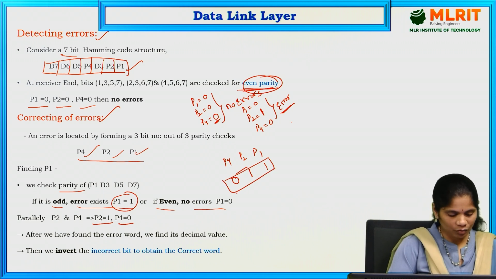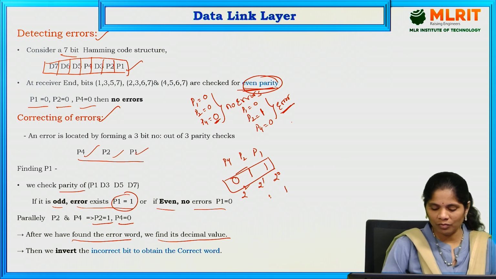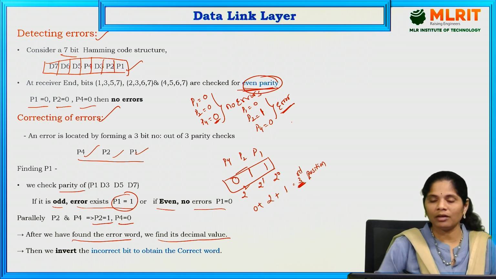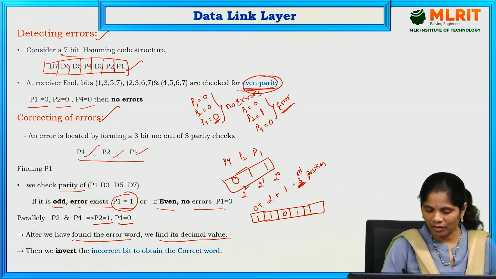For that, we find the decimal value. How to find the decimal value? 2 power 0, 2 power 1, 2 power 2. Here it is 1, 2 power 1 is 2, and here it is 0. The total is 3, which means the error is in the third position. Suppose this is the 7-bit Hamming code structure, with data like 1, 1, 0, 1 in positions 1, 2, 3, 4, 5, 6, 7.